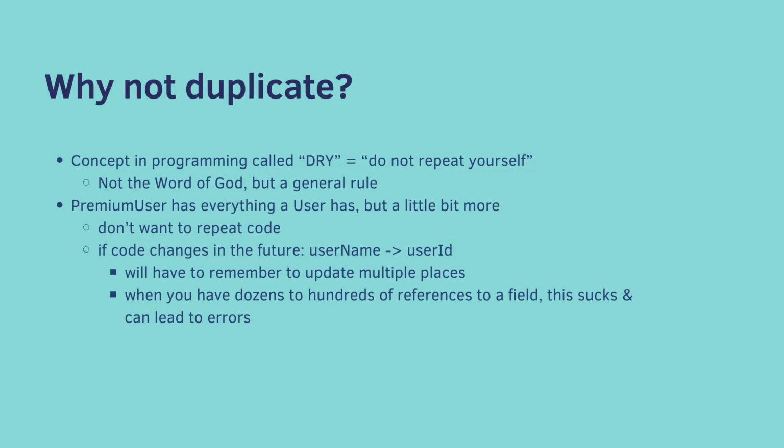So premium user has everything a user has, but a little bit more. So you don't want to repeat that part of your code. And here's why that might be an issue. If your code changes in the future from username to user ID, you're going to have to remember to update multiple places. You're going to have dozens to hundreds of references to that field, and that sucks, and it can lead to errors.